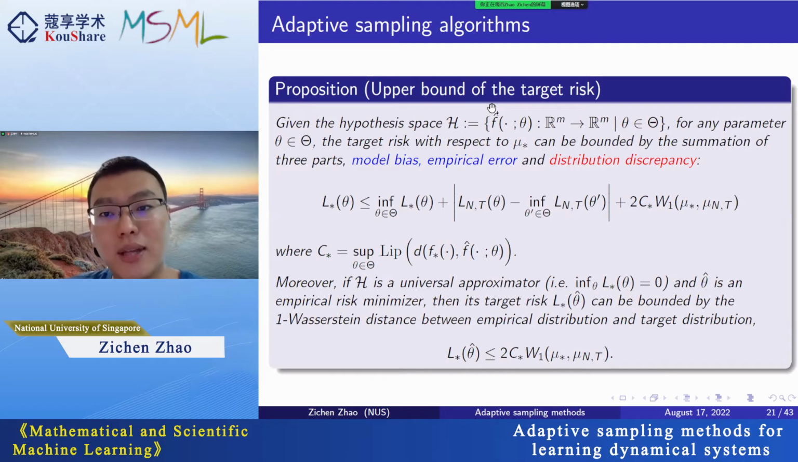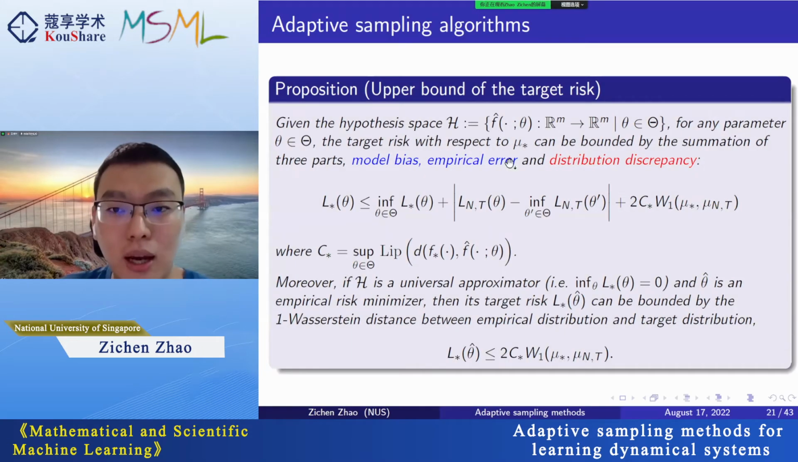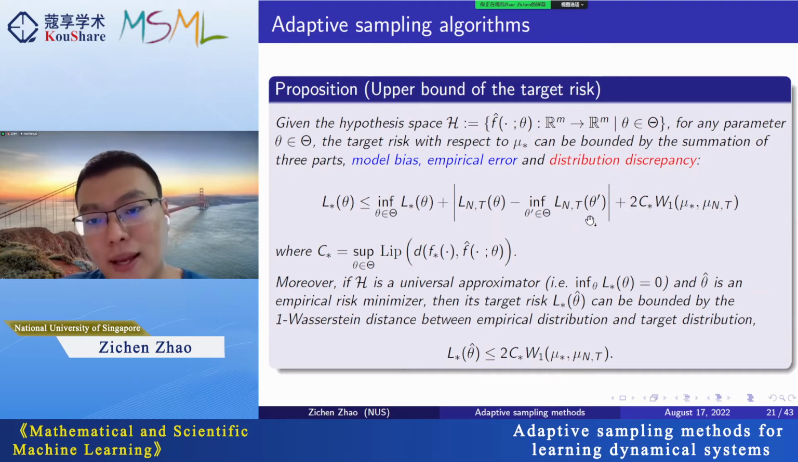The upper bound of the target risk says that the target risk with respect to mu star can be bounded by a summation of three parts. The first part is the model bias. The second term is the empirical error, and the last term is the Wasserstein distance between the sampling and the target measure.